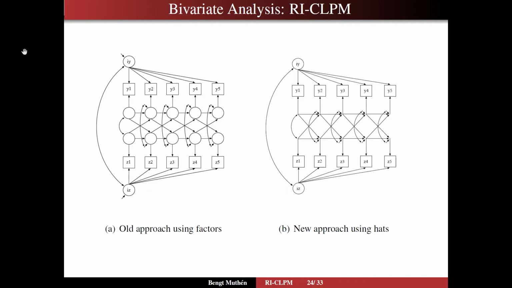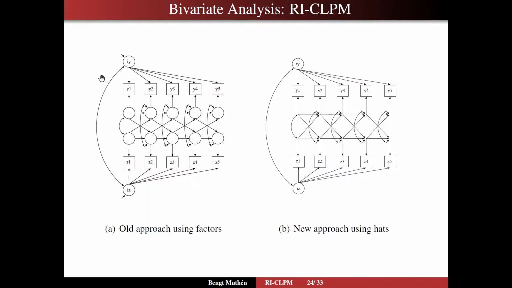On slide 24, we turn to bivariate analysis. And the first model we show here is the random intercept cross-lag panel model. And it's shown in two different versions. On the left, it's portrayed in the way it has been set up traditionally in programs like Mplus.